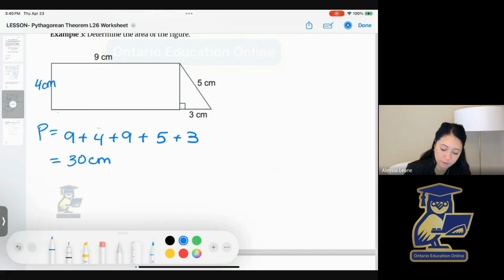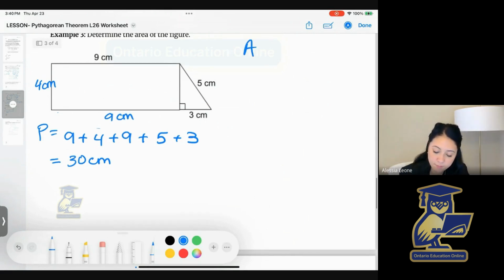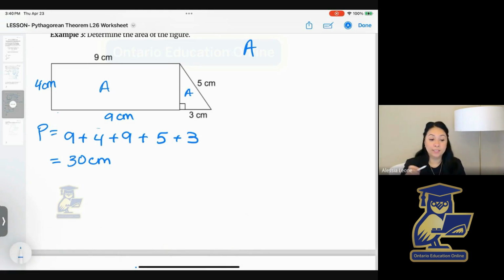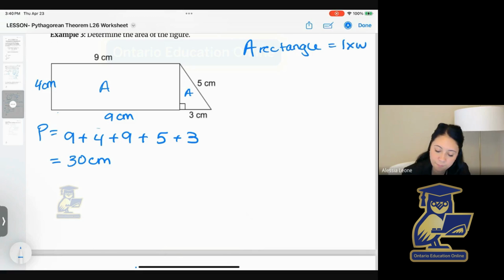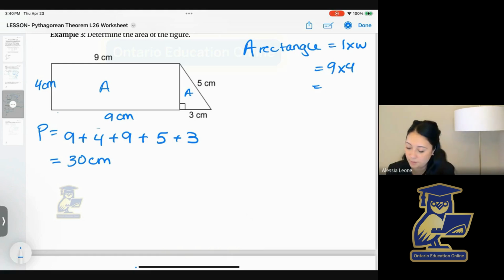So this is 4, this is 9. Okay, area. So we need to find the area of this triangle and the area of this rectangle. We're going to add those two areas together to get the area of the entire shape. So we'll start with the rectangle. So that is 9 times 4. Area 9 times 4 is 36 centimeters squared.